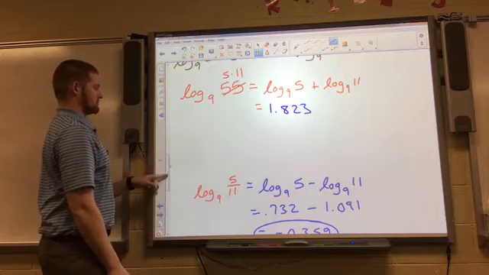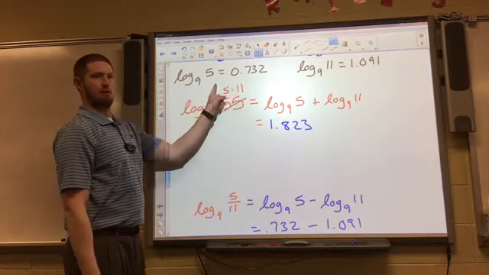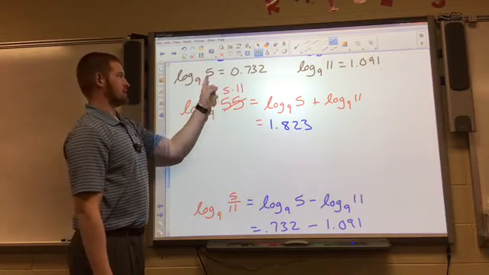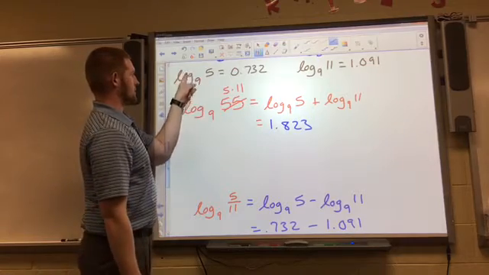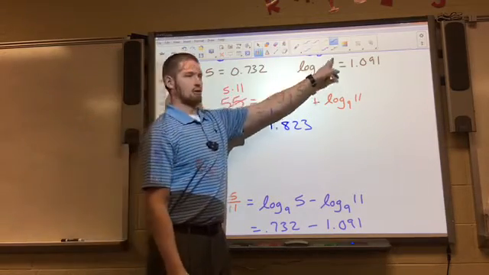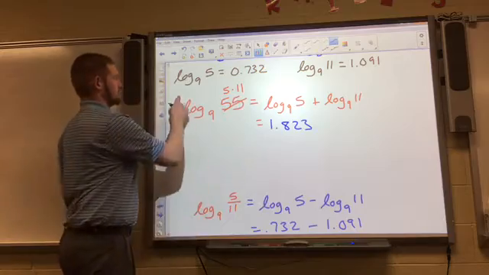Does everybody see why we change this to 5 and 11? Because if you didn't, then you'd have no way to solve it. Because we only know log base 9 of 5 and log base 9 of 11. So we've got to switch it so we have it, right, Devin?